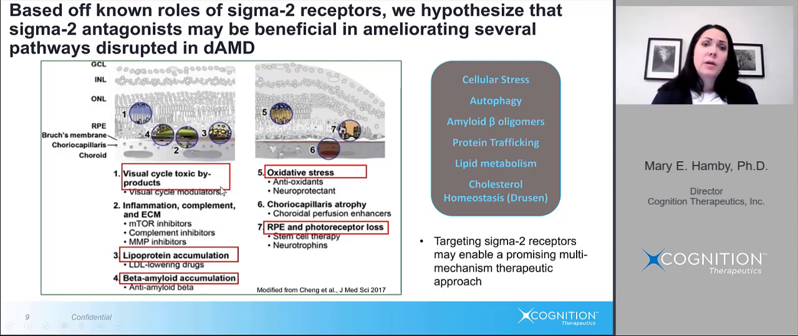And I've also highlighted on this slide some of the key biologies that are involved in AMD. Those in the red boxes are biologies that are known to be affected by sigma-2 in other systems, or in the case of oxidative stress in RPEs themselves. So targeting sigma-2 receptors may enable a promising multi-mechanism therapeutic approach.